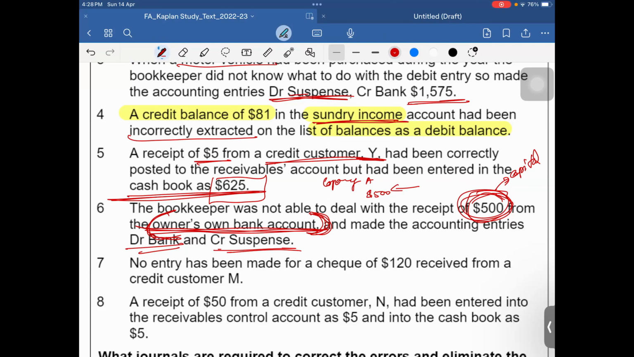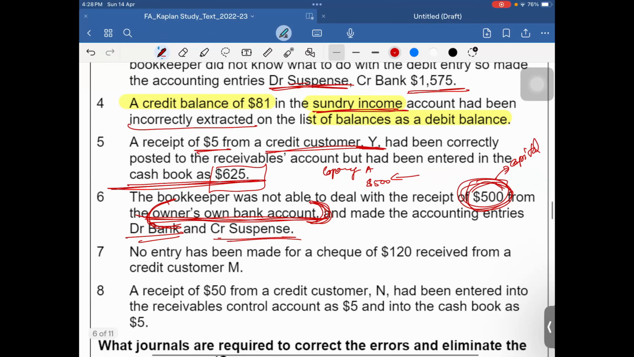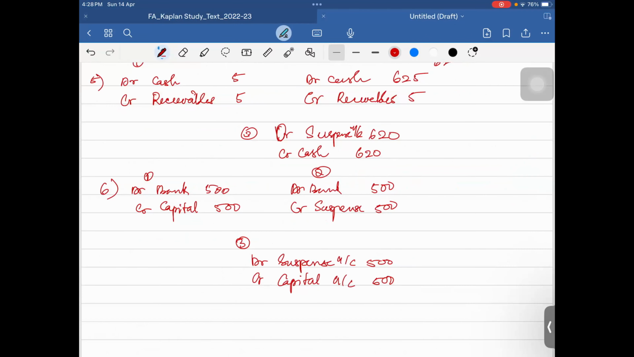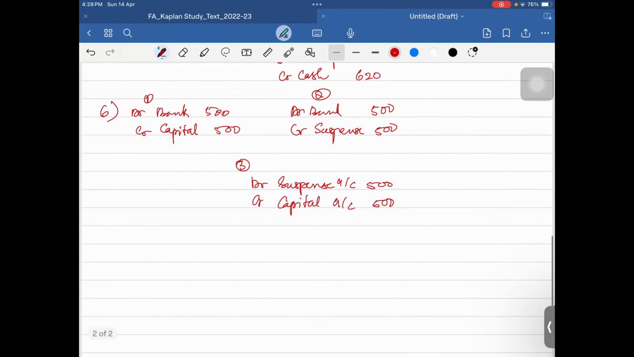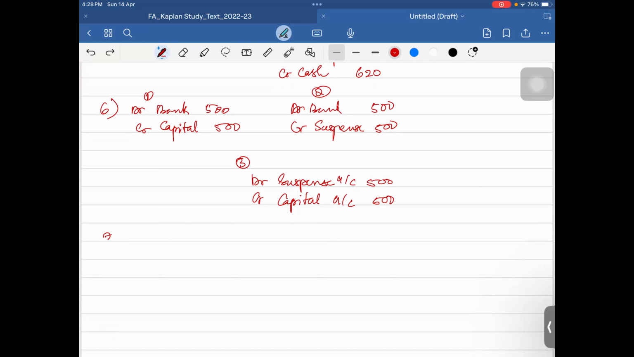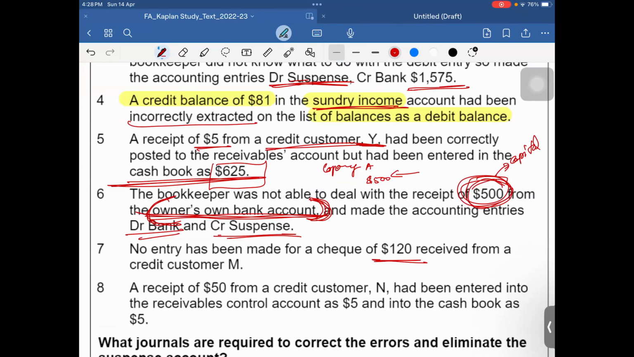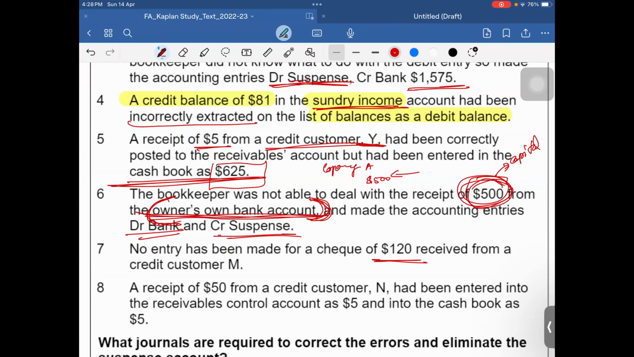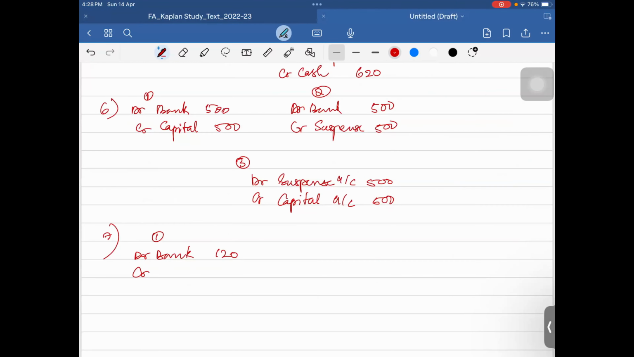No entry has been made for a check of $120 received from a credit customer M. So this is no entry, right? This is a trial balance error which doesn't create a difference in the trial balance total. So originally, debit 120 in bank and credit customer M, that is receivables, right?